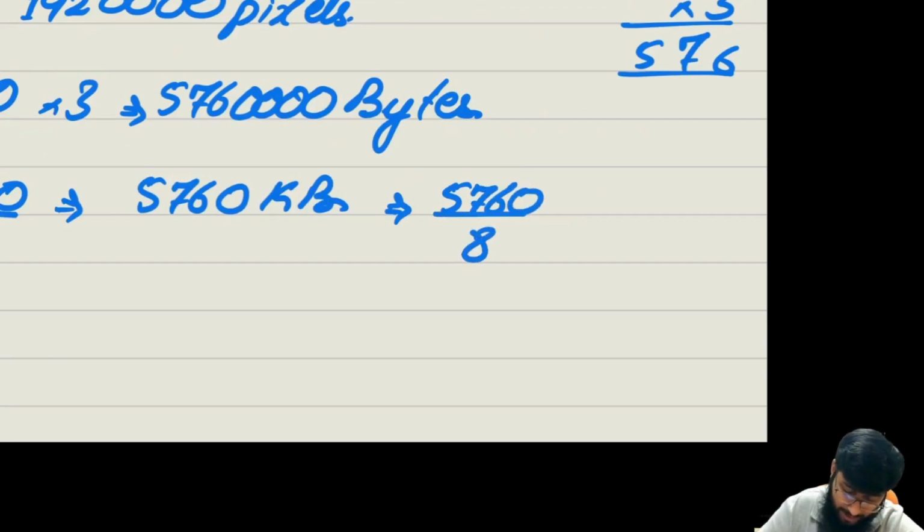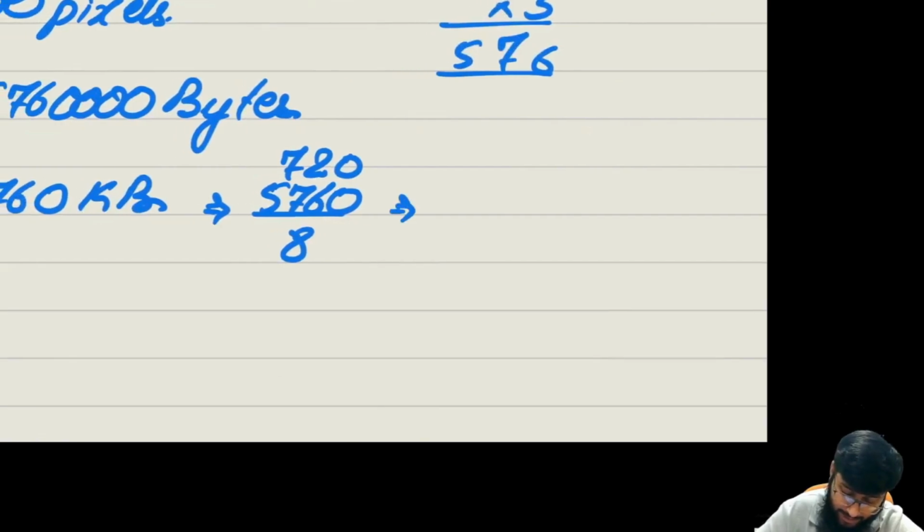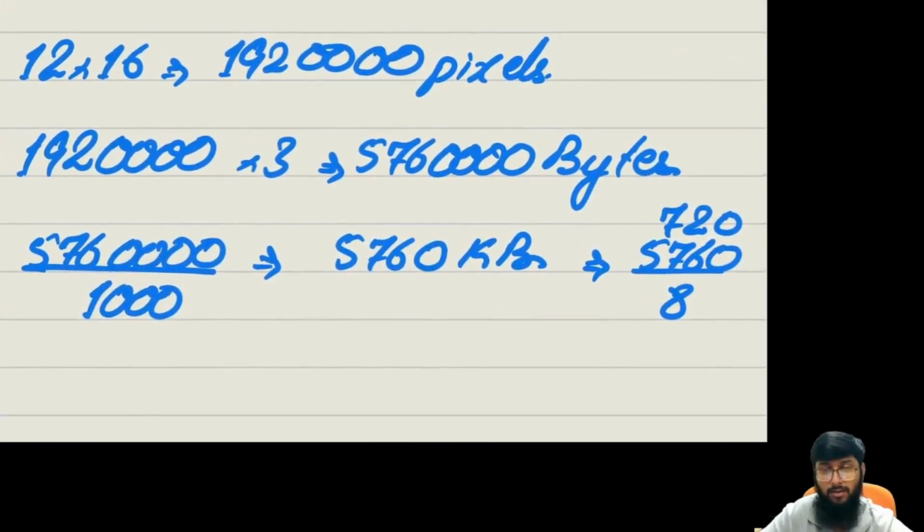5760 divided by 8. So 8 7s are 56, 16, 8 2s are 16, and 0 will be over here as it is. Okay, so that means we are getting as an answer a 720 kilobytes file size. So this is how you need to do the pixel stuff. So that was all for this session.